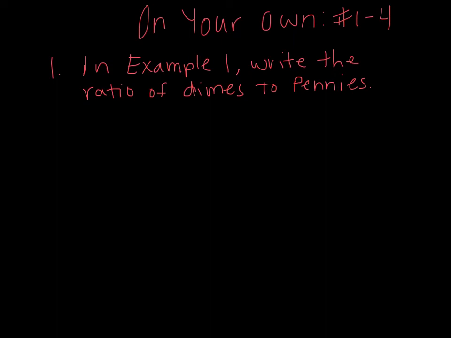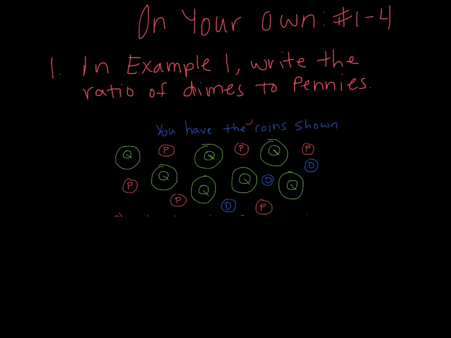It says in example 1, write the ratio of dimes to pennies. So if this is my picture, these are the coins that we had shown. All you would have to do here is say, how many dimes do I have? How many pennies? Dimes, we have 1, 2, 3. So I would write 3 dimes. And pennies, we have 1, 2, 3, 4, 5, 6. So my ratio would be 3 to 6, or you could also write it like this, 3 to 6. So we'd have 3 dimes to every 6 pennies.